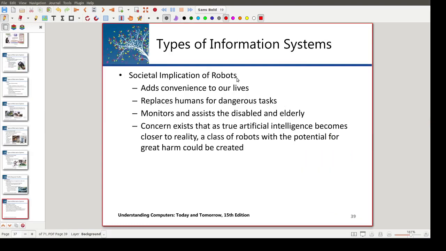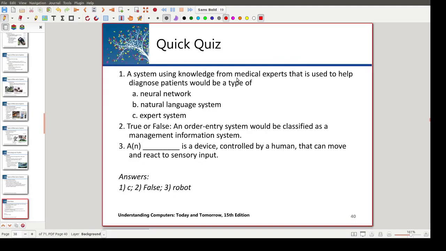What are the societal implications of robots? It adds more convenience to our lives. It replaces humans for dangerous tasks. It monitors and assists the disabled and the elderly. Concerns exist as artificial intelligence becomes closer to reality. A class of robots with the potential for causing great harm could be created. This is a problem. If you are, for example, making some program to help someone, it might help someone by wrong means. So that's a problem.